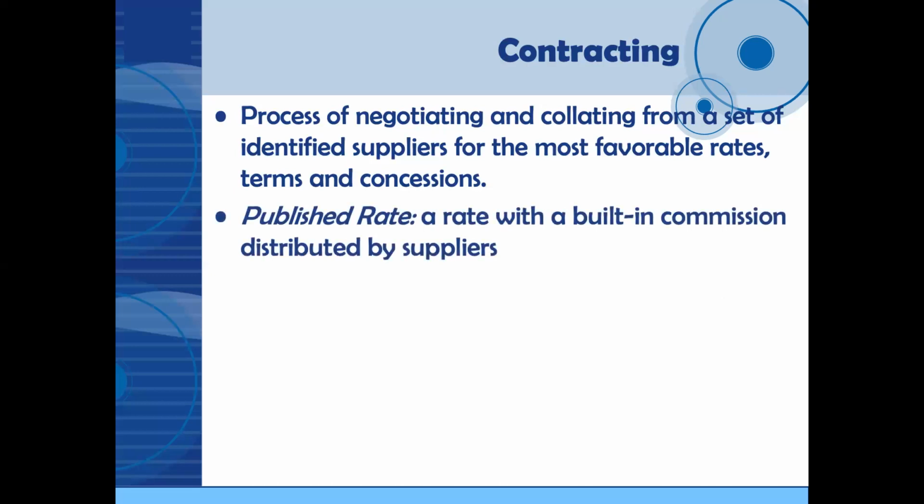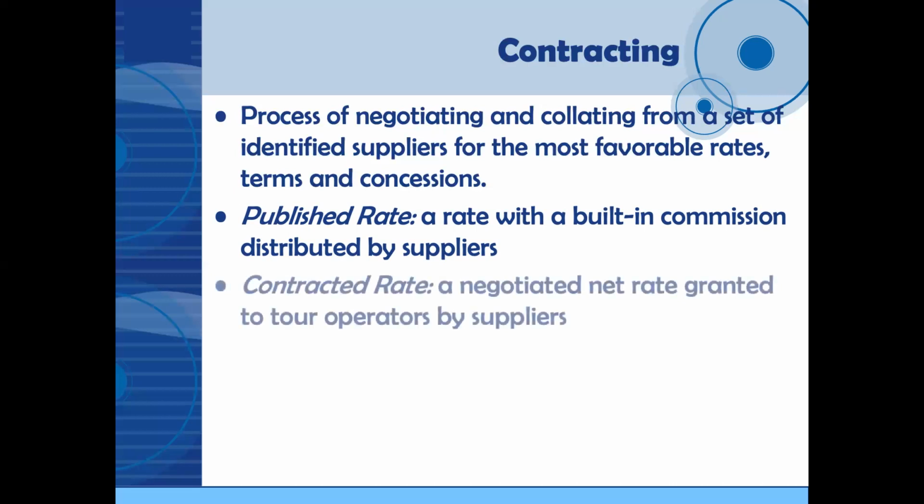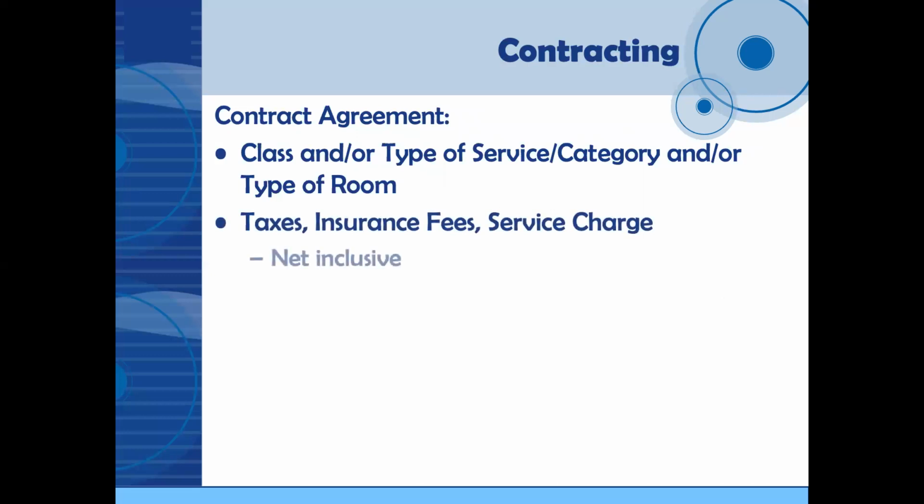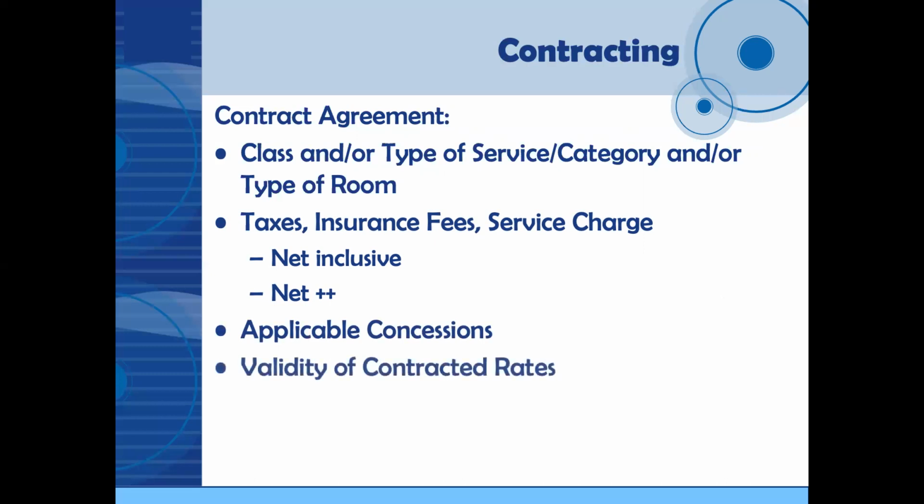Gin-discuss ko na. No? So, published rate, a rate with a built-in commission distributed by suppliers. Contracted rate is a negotiated net rate granted to tour operators by suppliers. So, contracting, contract agreement. So, class and or type of service, category and or type of room, taxes, insurance fees, service charge, kung net inclusive siya or net plus plus. When you say net plus plus, i-add mo pa da ang mga taxes and then what are the applicable concessions. Validity of contract, usually nag-last siya for a year. Renewable, depende sa imo nga production or depende sa imo nga gin-avail nga product sa imo nga supplier.